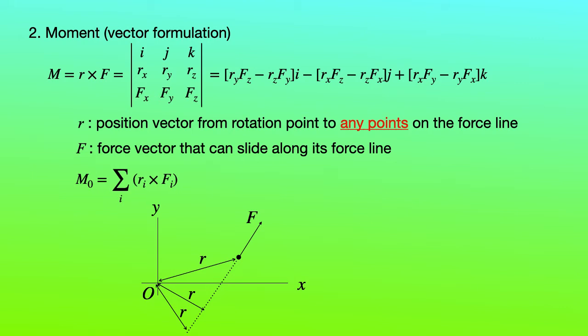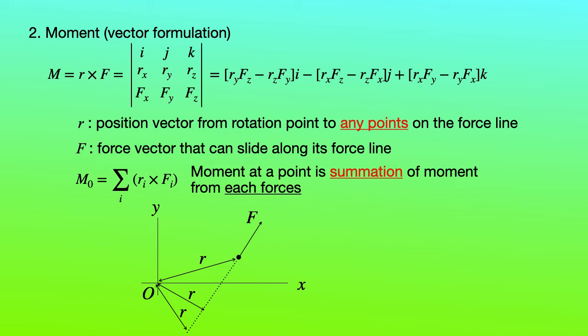If you have more than one force, you need to add up the cross products r_i cross product F_i for all the forces. Then we sum up all the cross products to get the total moment at point O.